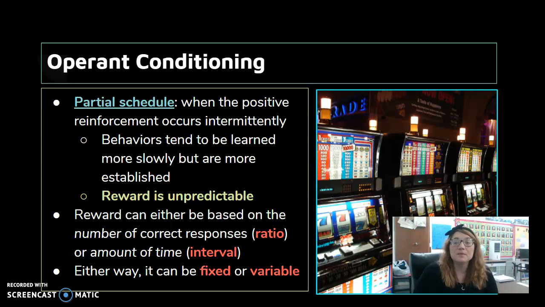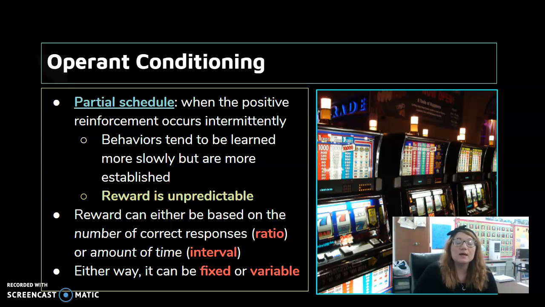One of the most famous or well-known examples of a partial schedule of reinforcement would be slot machines. See, people never know when they're going to get a reward. They never know when they're going to win. So they keep playing and playing and playing because the feeling of, oh, maybe this is the next time, maybe it's this time, is so addictive to people.